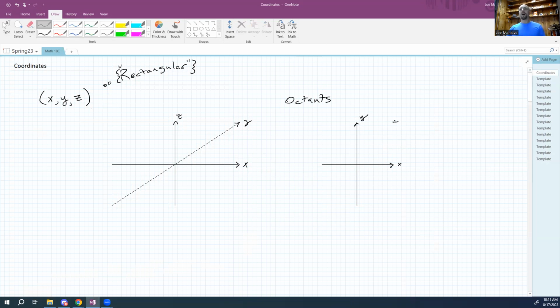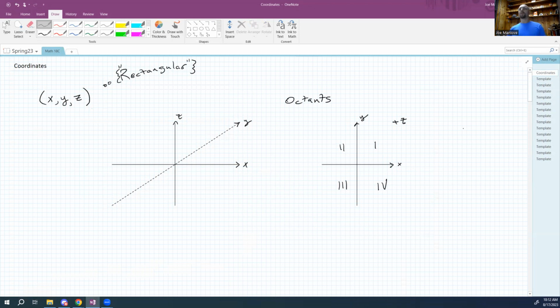So in the positive Z side of this, sticking straight up, these are things above the XY plane. These are going to be quadrants, or octants, 1, 2, 3, and 4 per usual, right? So this one up here is 1, this one back here is 2, this one towards us is 3, and this one here is 4.